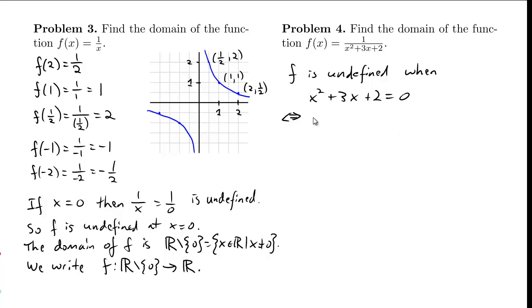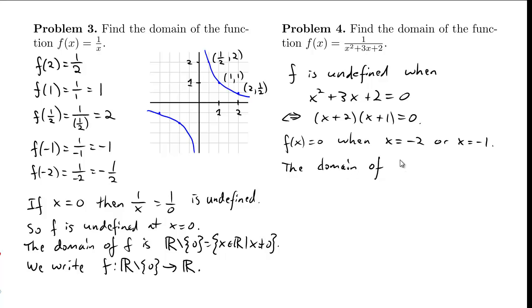If we factor x squared plus 3x plus 2, we get (x plus 2) times (x plus 1). You can check that the coefficient of the linear term, 3, is equal to 2 plus 1, and the constant term of our original polynomial, which is 2, is 2 times 1. So the roots of the denominator are x equals minus 2 and x equals minus 1. These are the values that make the denominator 0, and hence make f undefined.